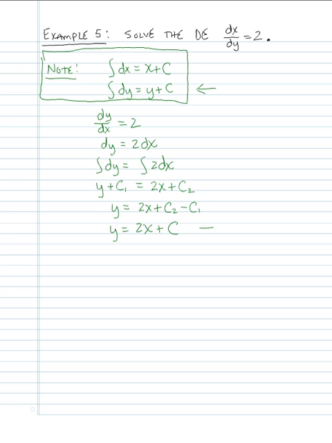So this ends up being the general solution to the differential equation above, the general solution. And again, that's exactly what we talked about just a moment ago. We're going to expect general solutions.